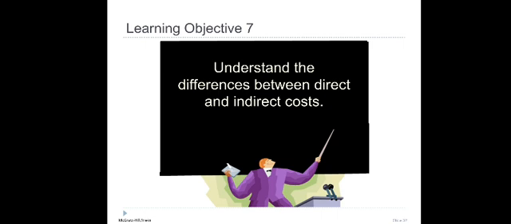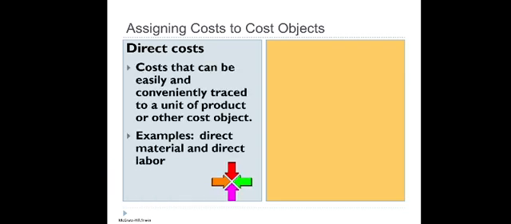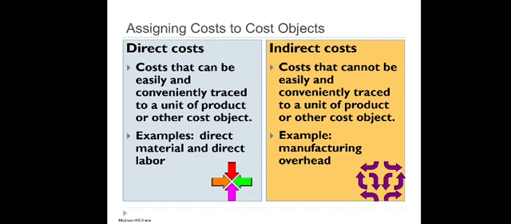Okay, direct cost and indirect cost. This is another category of cost. Cost can be categorized as direct cost and indirect cost. So very easy, this one. Direct costs are costs that can be easily and conveniently traced to a unit of product or other cost object. So the examples are direct material and direct labor.